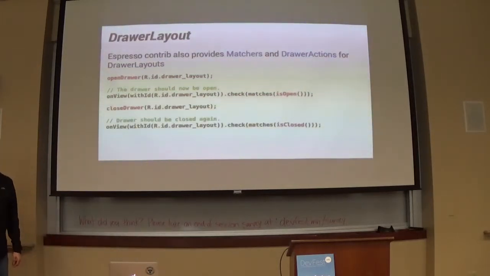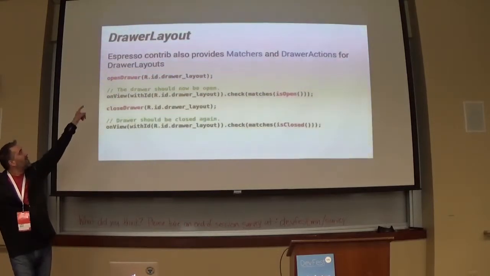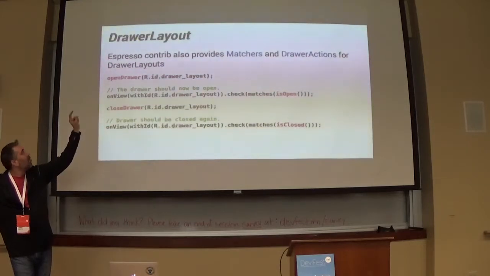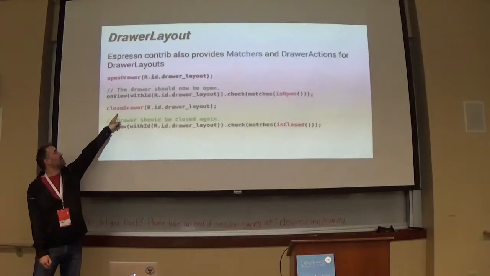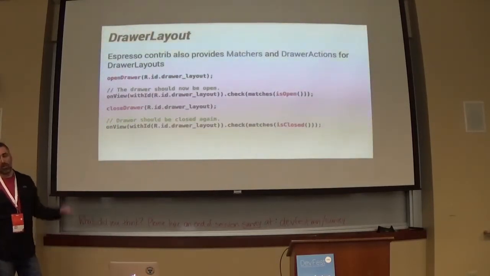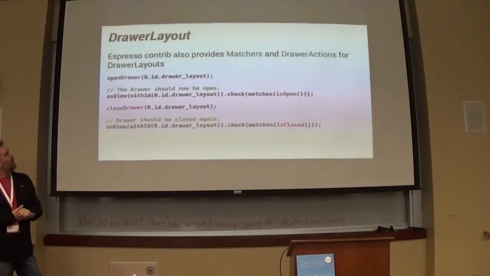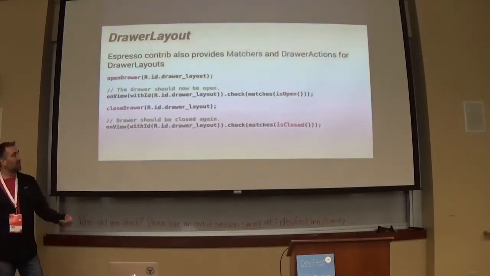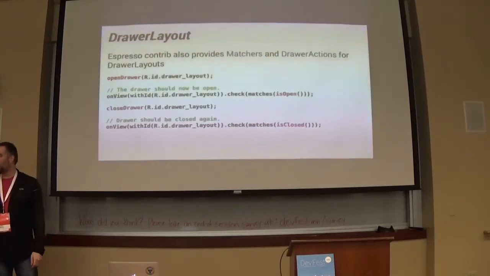Perhaps your app has a drawer layout. Espresso contrib again gives you matchers and drawer actions for the drawer layouts. And these are actually new entry points. Espresso used to say that you only had 2 entry points. Well, open drawer and close drawer are actually entry points that will open and close a drawer. And then there's a matcher there, whether it's open or closed, and that's pretty much all you need for your drawers. And once they're viewable, then you can just use onView like you would normally to detect and manipulate the views that are in the drawer.